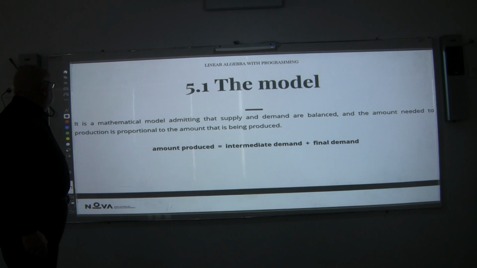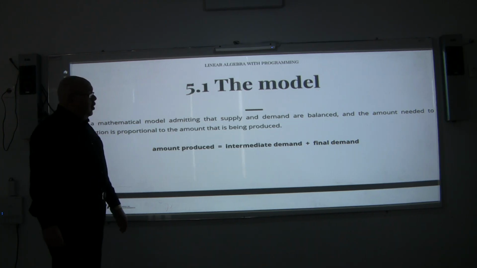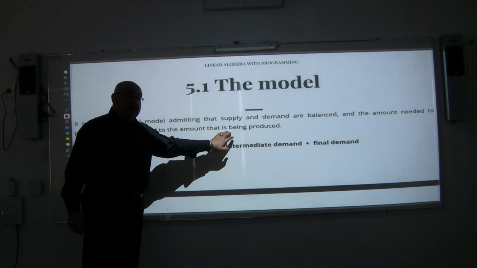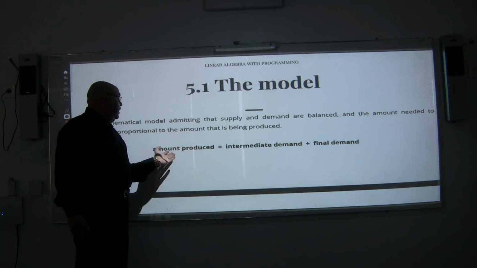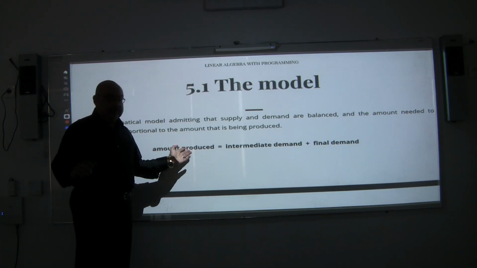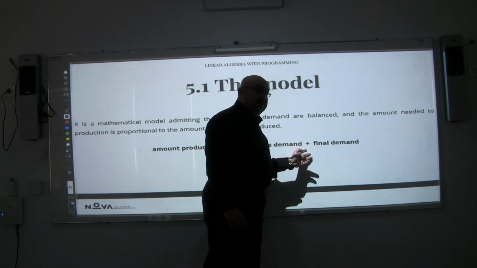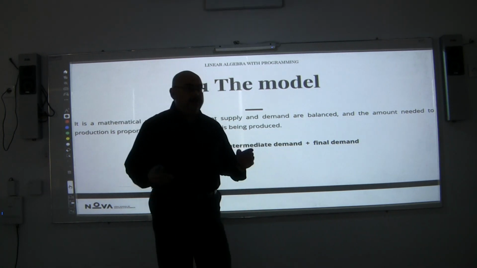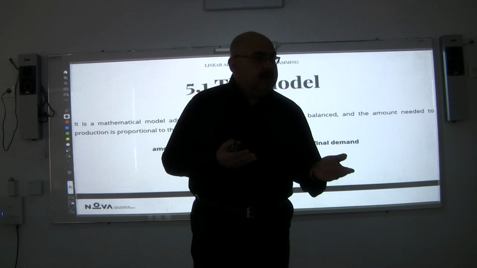Okay, the model. It is a mathematical model admitting that supply and demand are balanced, and the amount needed for production is proportional to the amount being produced. This is the general equation of the Leontief input-output matrix, which simply explains that the amount produced from all sectors is going to equal the intermediate demand plus the final demand. So the production should equal the demand. Whatever you produce should equal the demand. This way, you will have a balanced production and demand equation.